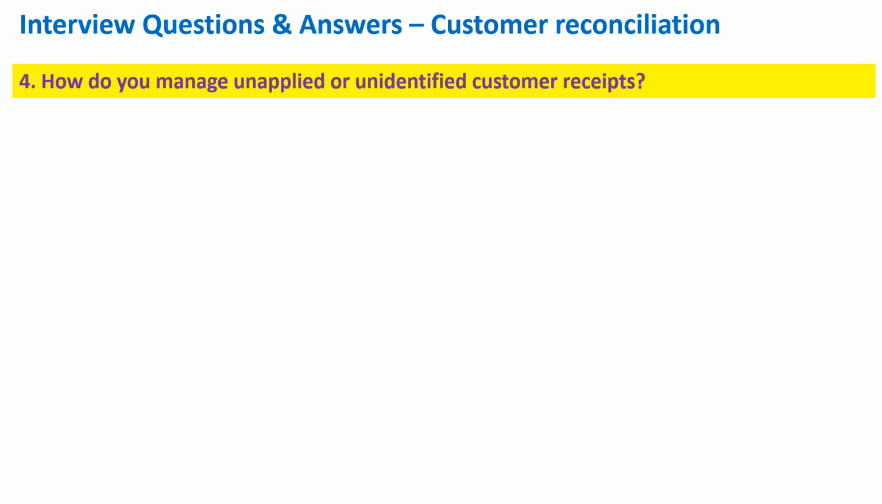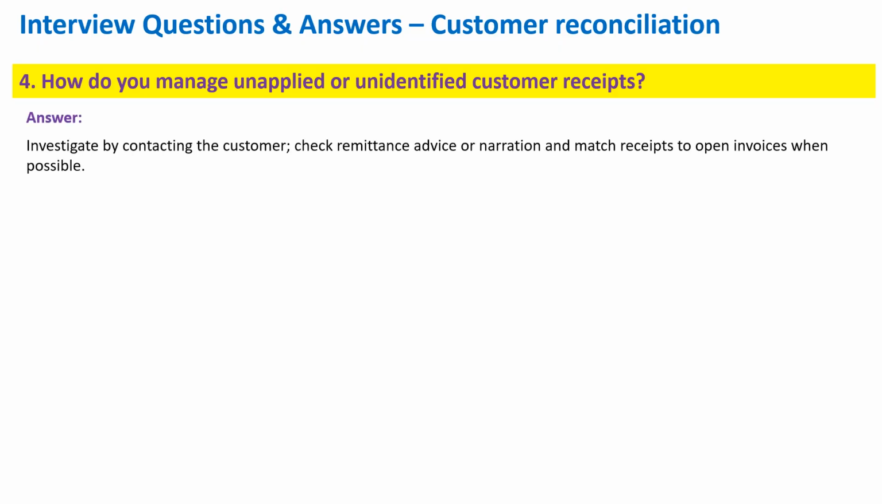Question number 4. How do you manage unapplied or unidentified customer receipts? So investigate by contacting the customer, check remittance advice or narrations, and match receipts to open invoices when possible. This is one of the challenging areas because sometimes in your bank statement you may not have a correct reference, and that's why most companies have virtual bank accounts where specific bank accounts are created for specific customers. But if you don't have that, then the only possibility is that you need to contact your customers to get more details.